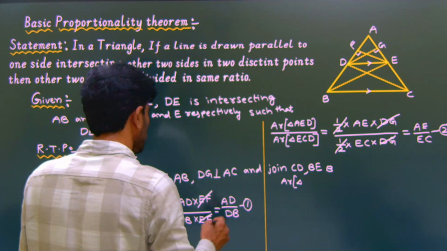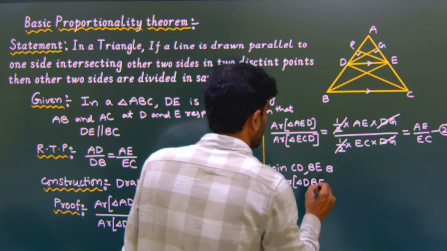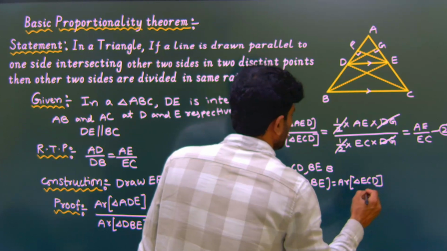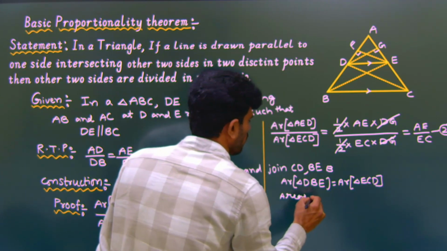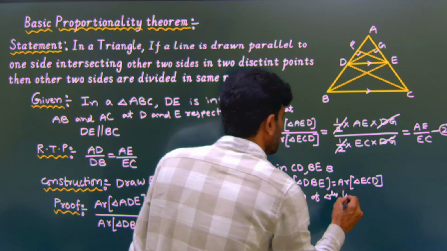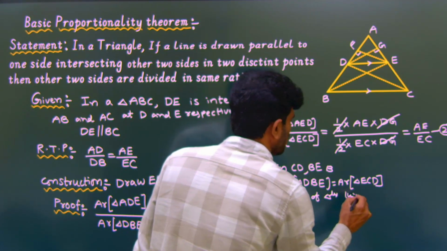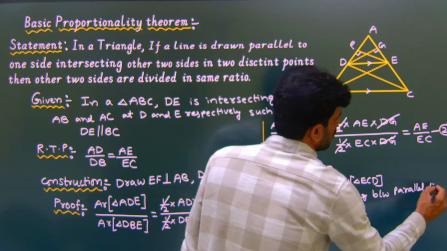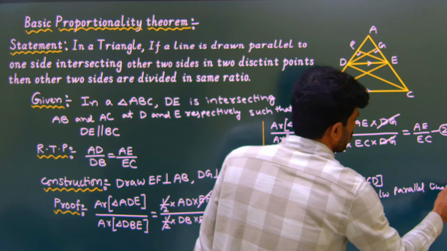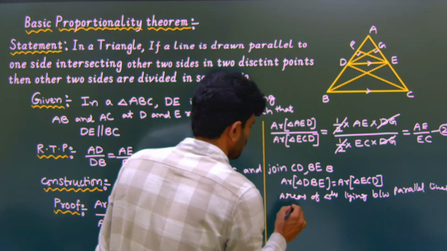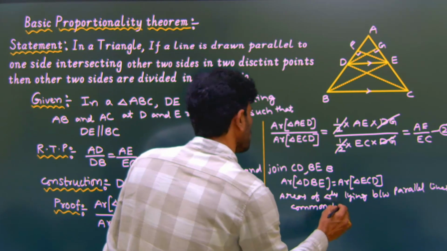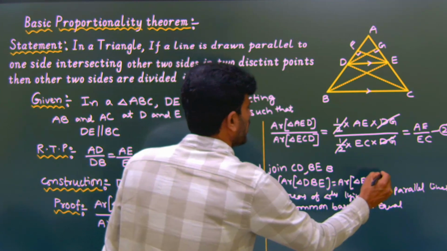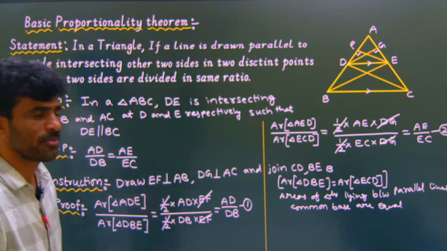Now we write here area of triangle DBE is equal to area of triangle ECD. Why? Because we have a concept: areas of triangles lying between parallel lines and on the common base are equal. That's why these two areas are equal. And already numerators are equal. So numerators are equal, now denominators are equal.